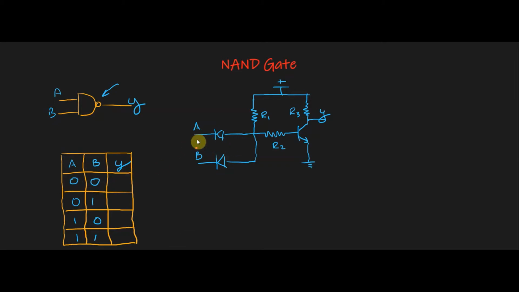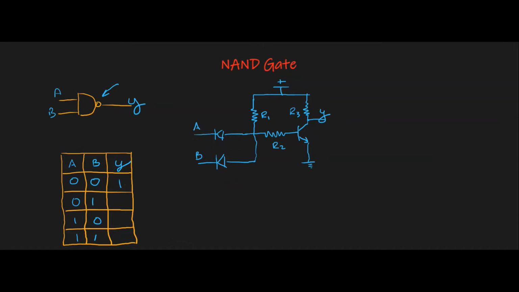So if we look at the first one, if we ground the inputs A and B, we'll get current flow from power to the ground. That will make this point 0. If this point is 0, then our transistor will not turn on, and if our transistor is not turning on or not conducting, our output will be pulled high, and so that will give us a 1 on the output.